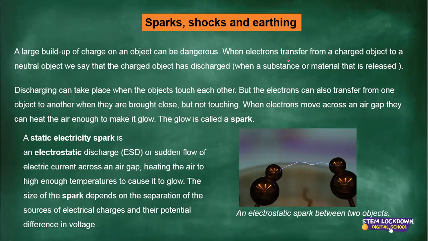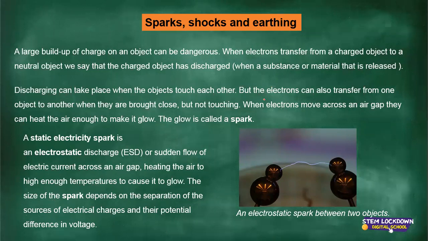Now, when electrons transfer from a charged object to a neutral object, we say that the charged objects are being discharged. So when electrons transfer from a charged object to a neutral object, we say that the object has a discharge of charges. So a discharge means that a substance or material is released. Okay, so discharging can take place when the objects touch each other.